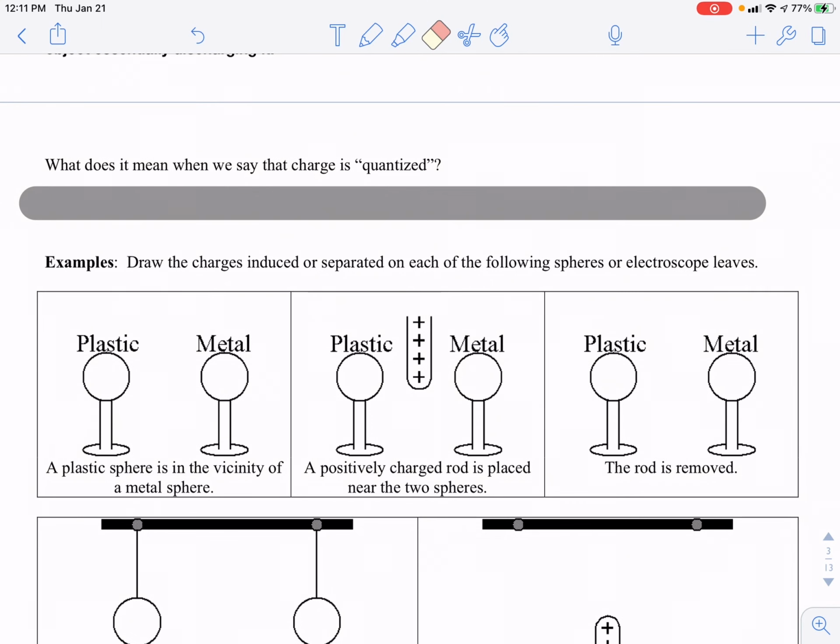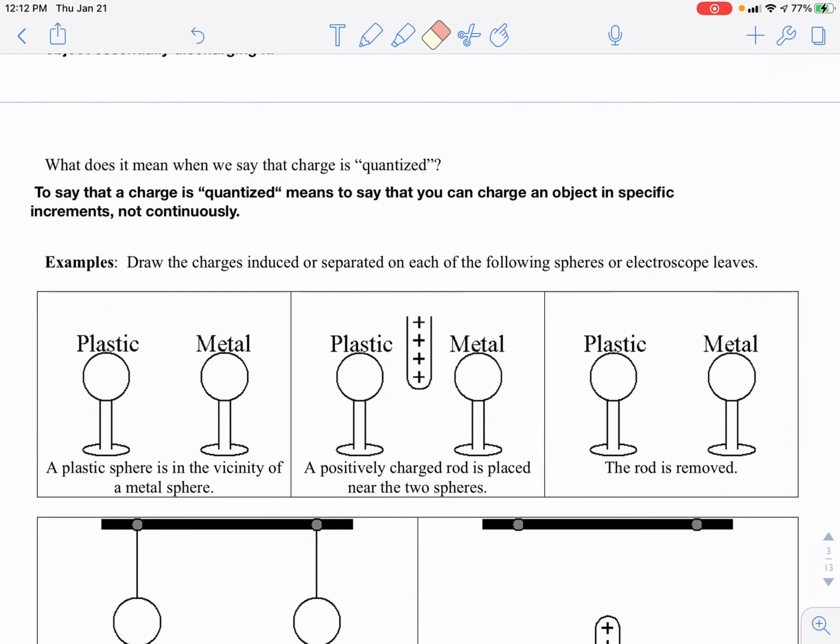What does it mean to say that a charge is quantized? Well, quantized means that charging an object happens in specific increments, not continuously charging. Those specific increments were figured out and determined as the charge of an electron, which is about 1.6 times 10 to the negative 19 coulombs. We'll discuss that one a little bit more in application.